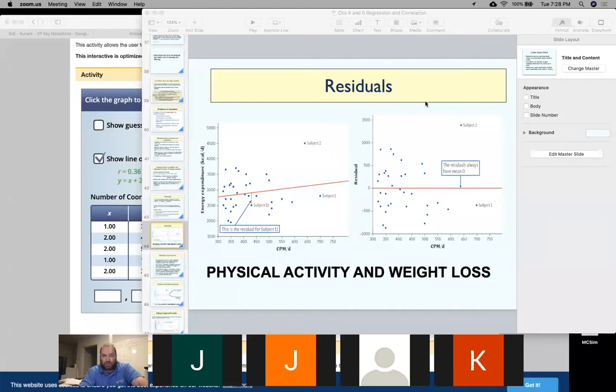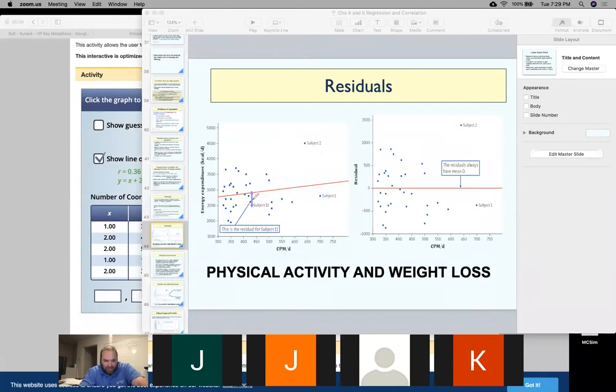So I'm going to change color to purple. So this distance here is the residual for this point. It is the actual value minus the predicted value. So this up here is the predicted value, and this down here is the actual value. And this particular residual would be negative because the actual value is less than the predicted value.